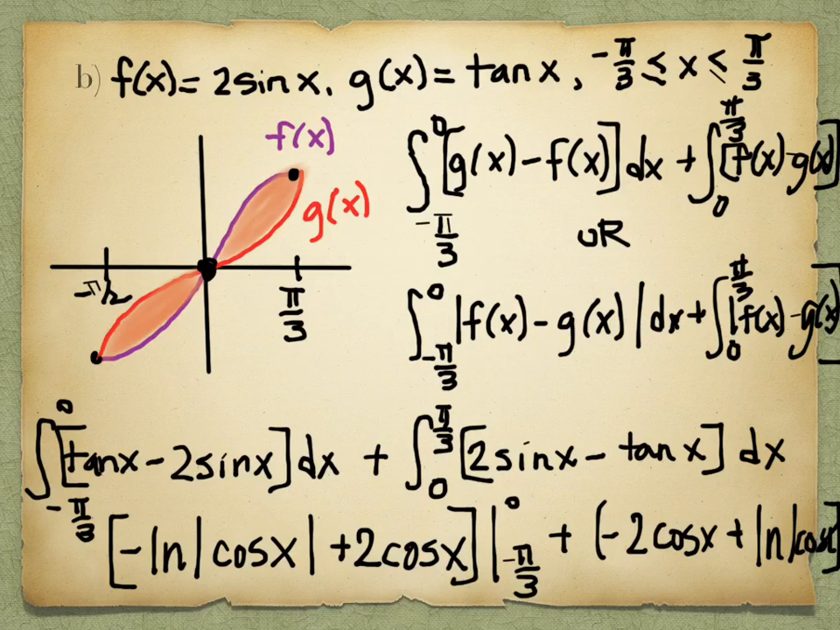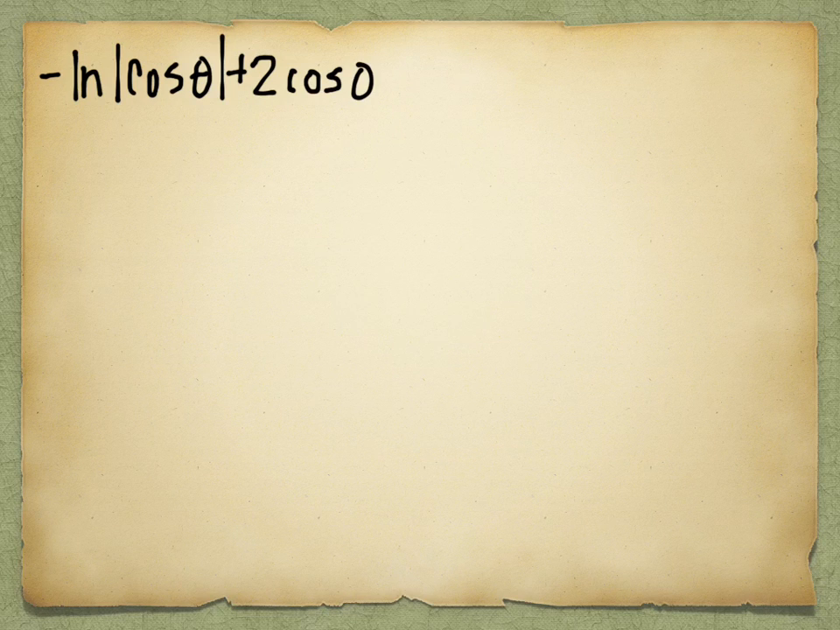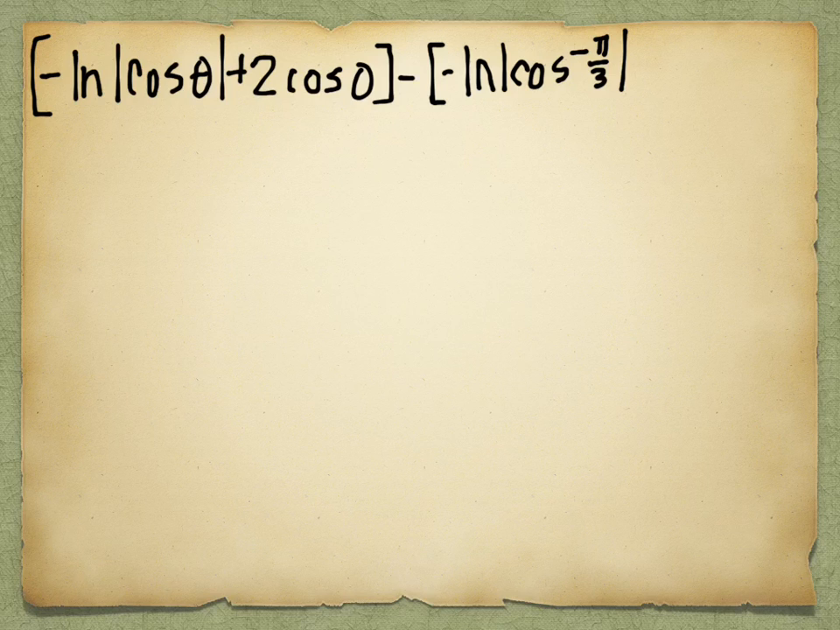So what do I have? I have negative natural log of the cosine of 0 plus 2, what was it? Cosine of 0. Right? Did I get that all right? Okay, then I'm supposed to take this and subtract the same thing with the negative pi thirds plugged in. So I have negative natural log of the cosine of negative pi thirds. And then it was plus 2 cosine of negative pi thirds.